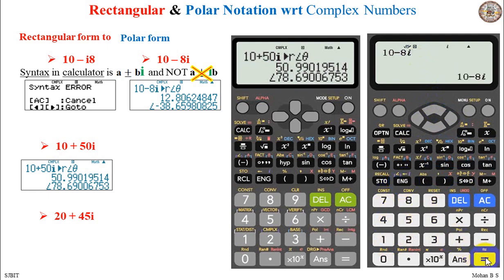So 10 minus 8i. In this calculator, go to option, press down arrow, click on 1 as we need to convert from rectangular to polar. Similarly, you have to use the same syntax to solve for 10 plus 50i. Go to option, down arrow, 1, which converts rectangular to polar, and then equal to.